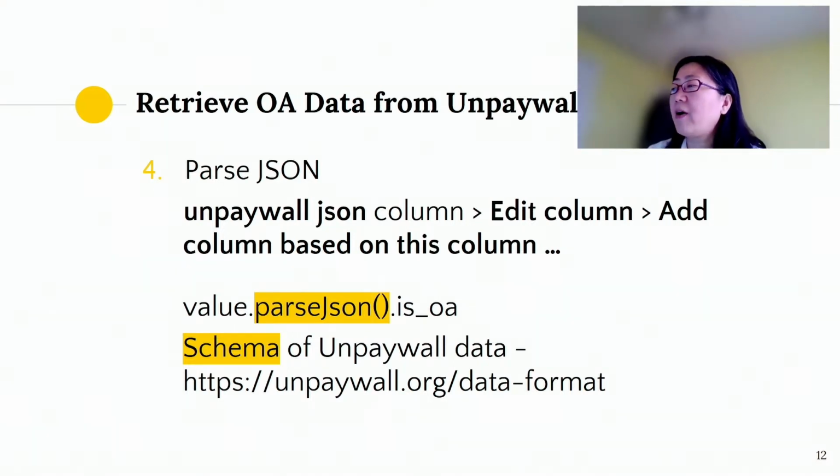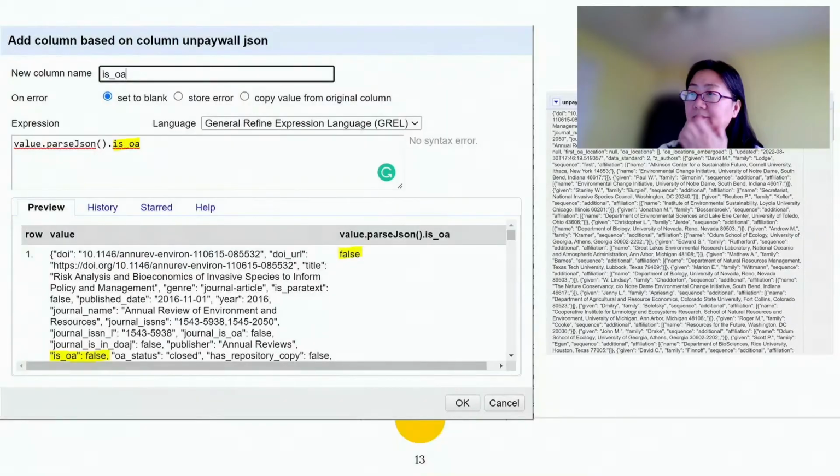And how can I know what information Unpaywall offers, what keys I can use? Unpaywall offers their schema of the database on their website. So there they list all the keys and the description of the keys. So this is a process we kind of just described.